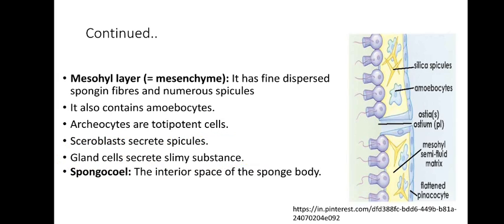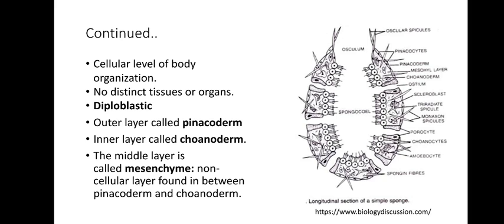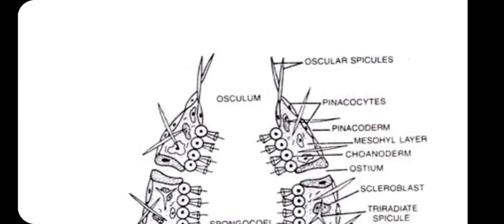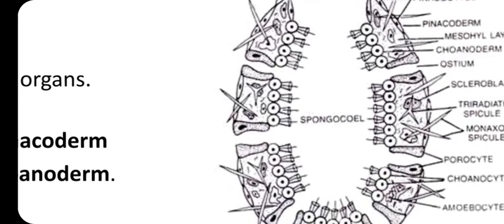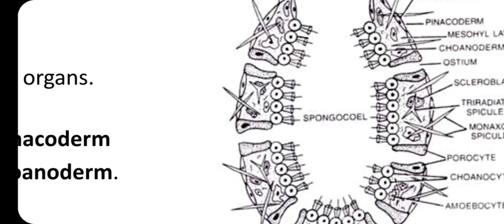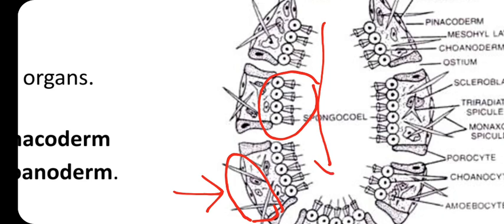spongocoel. I'll go back to my previous slide for better understanding. So here we have a section of a sponge. And here you see there is a choanoderm, the layer of choanocytes, formed of collar cells. Then there is a pinacoderm, formed of epithelial cells called pinacocytes. They are flattened cells and they form the outermost covering, whereas choanoderm forms the innermost covering.